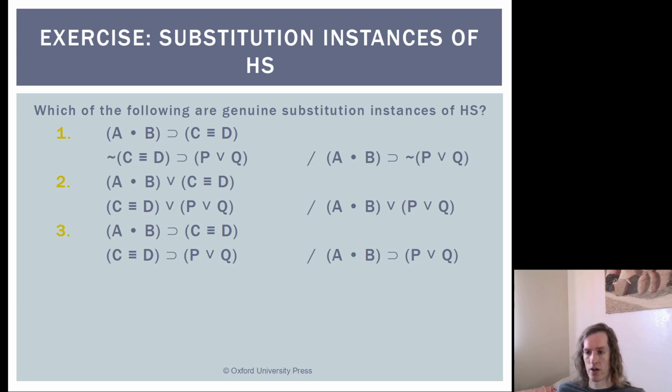In the third example here, we have if A and B, then C if and only if D. And our second premise is if C if and only if D, then P or Q. And we conclude, therefore, that if A and B, then P or Q. This case works. We can see that the consequent in our first premise is exactly the same as the antecedent in our second premise. So we can take the antecedent from our first conditional and connect it to the consequent of the second conditional, removing C if and only if D, to get to our conclusion, which is if A and B, then P or Q.